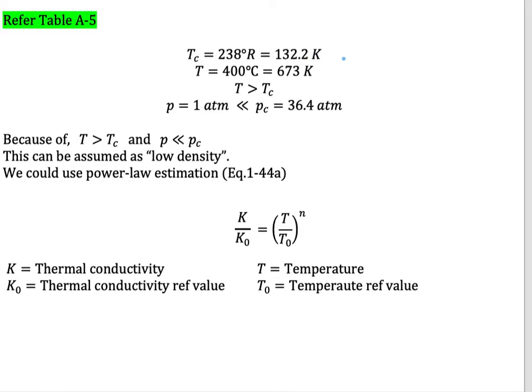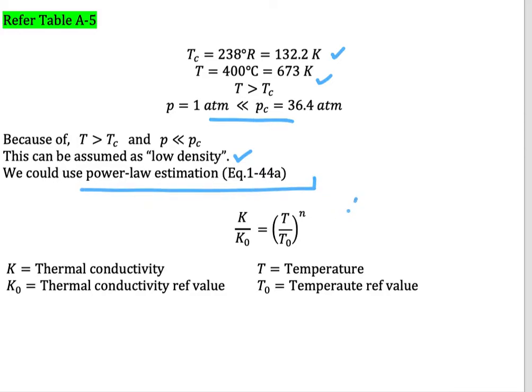So the critical temperature we get is around 132.2 Kelvin. The temperature is 400 degrees Celsius, which is 673 Kelvin. Because the temperature is bigger compared to the critical temperature, but the pressure is much lower compared to the critical pressure, we assume that this is a low density. And for the low density here, we could use the power law estimation.